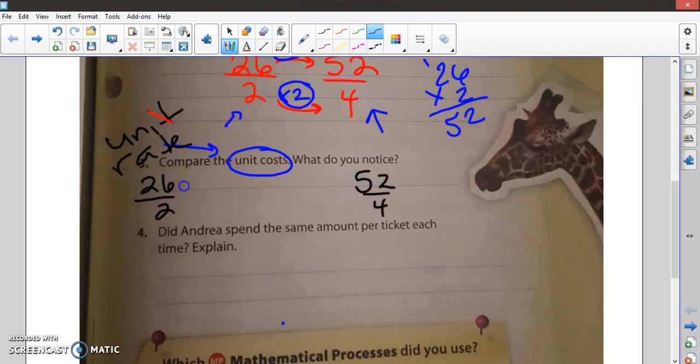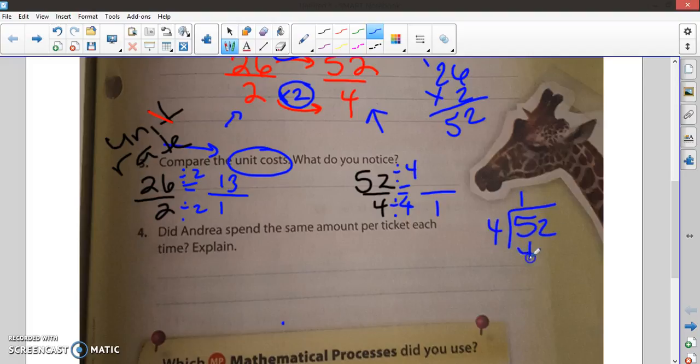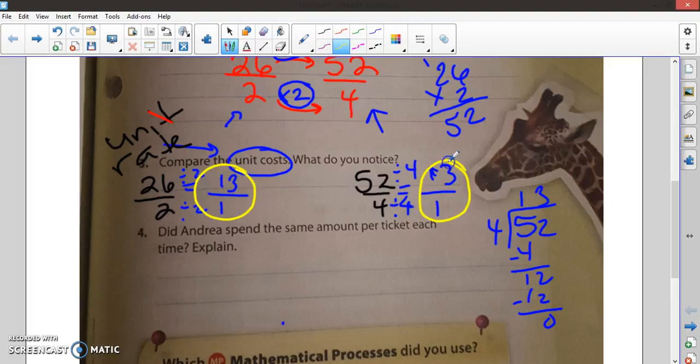Okay, so the unit rate for the first one would be how many for 1 ticket? Well, we divide by 2, so we get $13 for 1 ticket. Let's do the same thing for this one. We want to know 1 ticket, so we're going to divide by 4. So 52 divided by 4 is also 13. Okay, so it's the unit rate. Notice that the unit rates are the same.